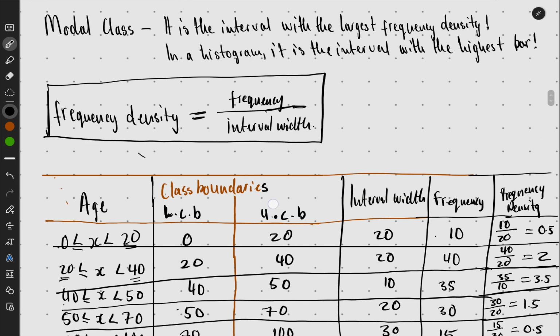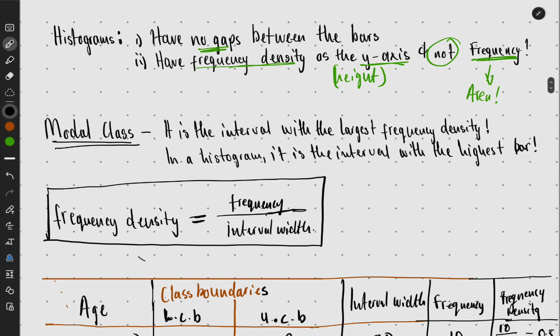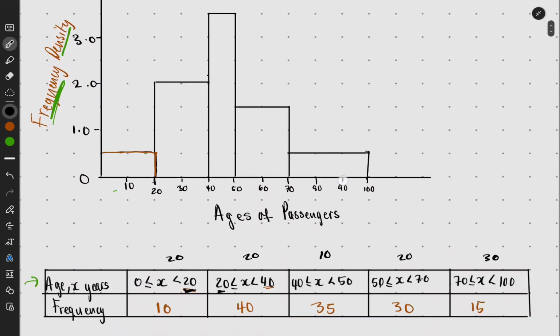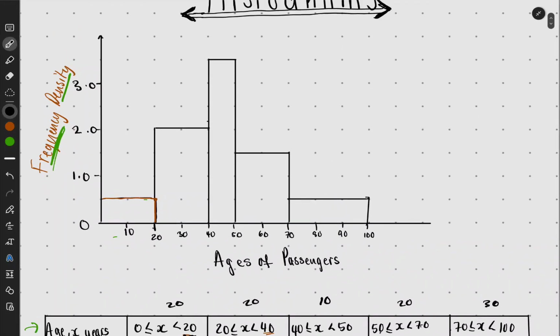Now, one more thing which we wrote here is the modal class. How do you find the modal class? Well, in histograms, we don't find the mode as a value, but we find it as a class. So it's going to have a range. It is the interval with the largest frequency density, not frequency. It is the highest frequency density. So if we're looking at our graph, the class or interval with the tallest bar is going to be the modal class. So here it will be 3.5 for this one, from 40 to 50.